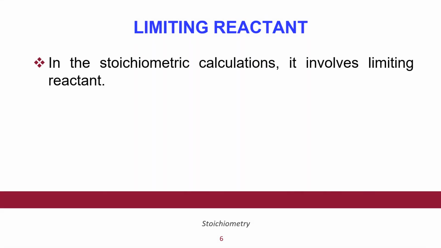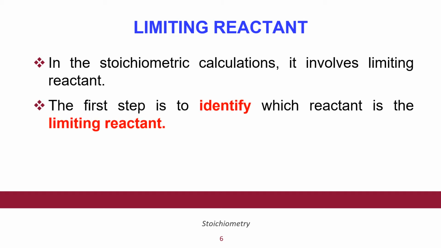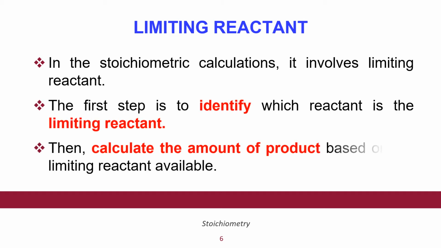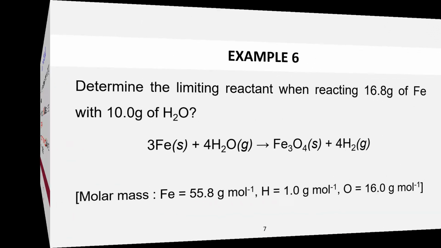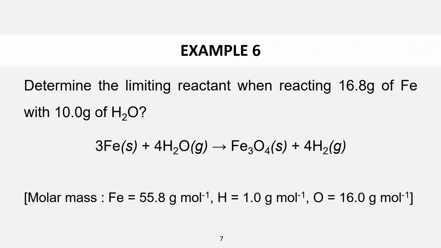In the stoichiometric calculation, it involves the limiting reactant. The first step is to identify which reactant is the limiting reactant and then calculate the amount of product based on the limiting reactant available. Let's take a look at an example.